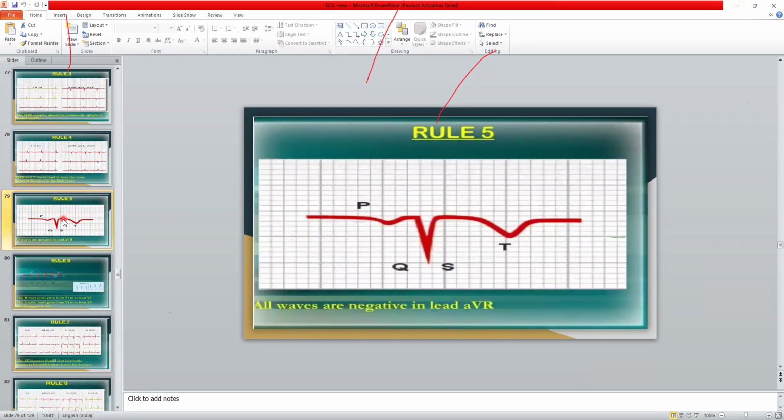What does rule 5 suggest? In the lead AVR, all the waves should be negative. The P wave, QRS complex and the T wave, all the waves and the segments, everything is in negative deflection in the lead AVR.